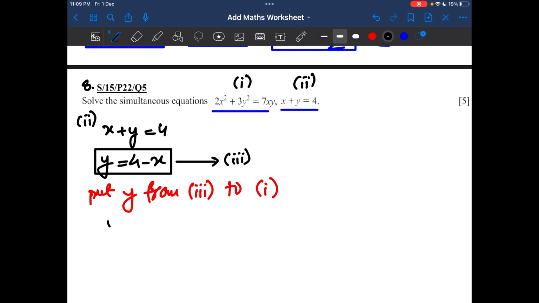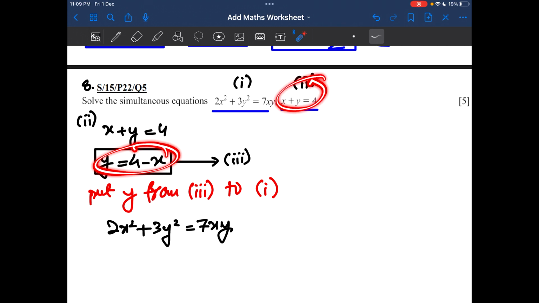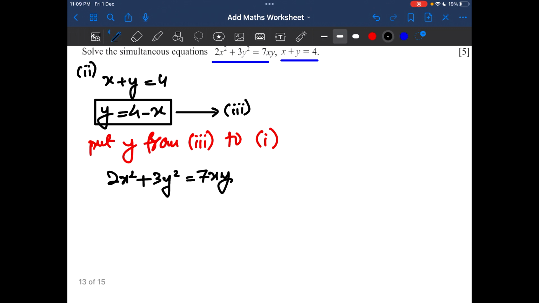So what is equation number 1? 2x square plus 3y square is equal to 7xy. See, we got this equation from equation number 2, so we're not going to put it in equation number 2. We are going to put it in equation number 1. So I just copied equation number 1. I'm going to put this value of y here in y square, so it becomes (4 minus x) whole square. For y over here, it becomes just 4 minus x.